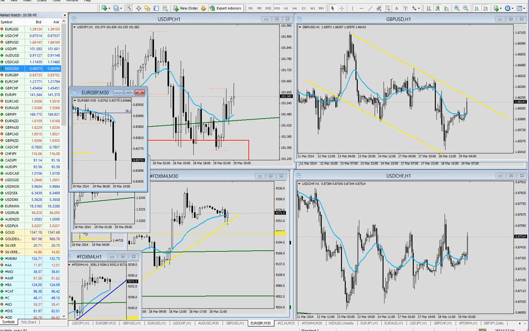DAX is doing quite well. Let's make it slightly bigger.